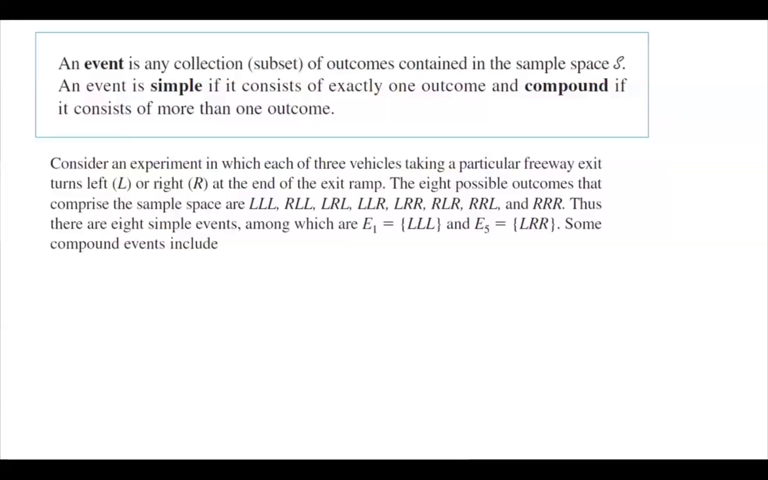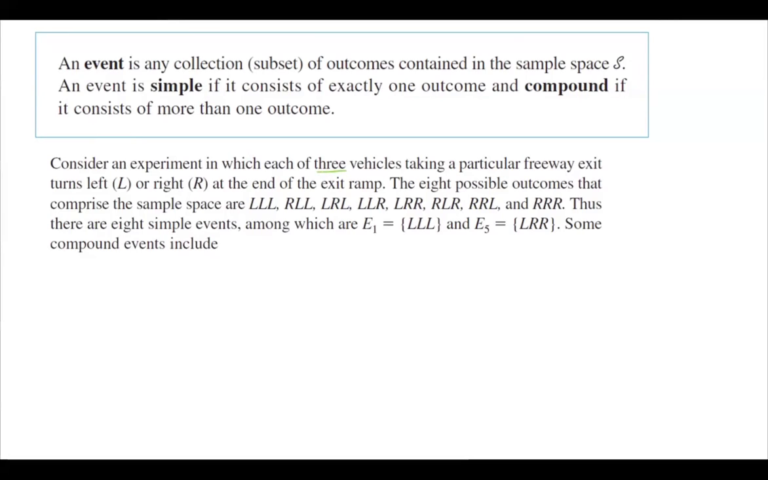Consider an experiment in which each of 3 vehicles taking a particular freeway exit turns left or turns right. Well, you're going to have 8 possible outcomes that comprise the sample space: left, left, left; right, left, left; left, right, left; left, left, right; left, right, right; right, left, right; right, right, left; and right, right, right.